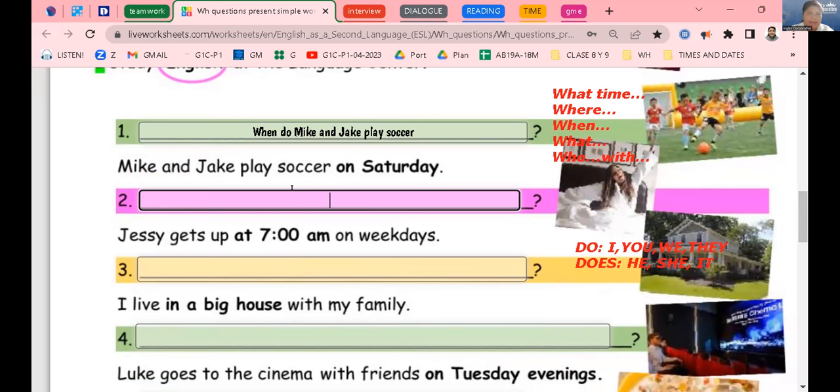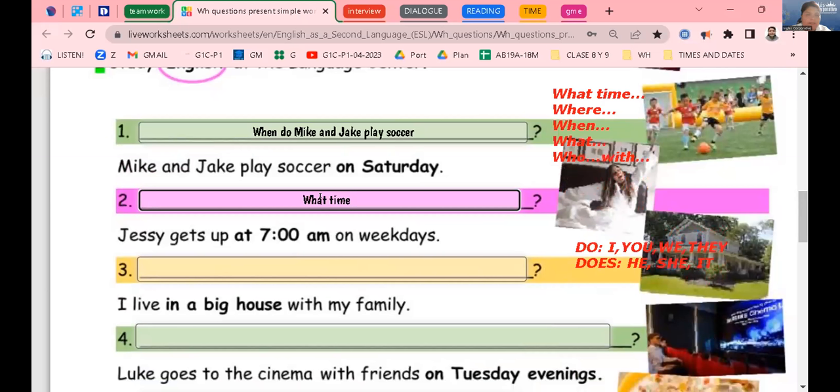Jesse gets up at 7 a.m. So look at the words involved. Veamos ahí las palabritas en negrita. At 7. So it is asking about. Nos está preguntando de qué cosa. About. A person, I don't know. A place. Ajá, Dora. ¿A qué hora se levanta? Ah, okay. So that is time. Time, right? Es tiempo. What time? Okay, what time?